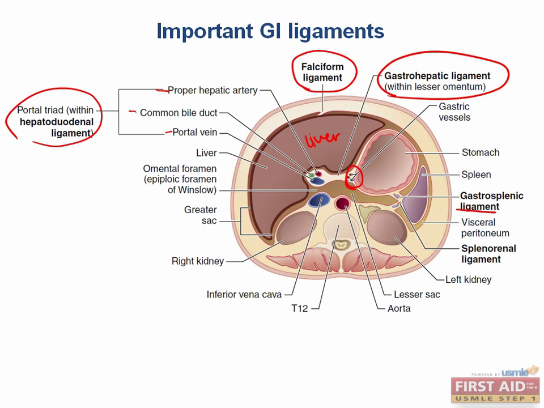The gastrosplenic ligament, which you can see here, is connecting the stomach to the spleen. The final ligament to mention is the splenorenal ligament, which connects the spleen to the posterior abdominal wall, and it carries the splenic artery and vein.